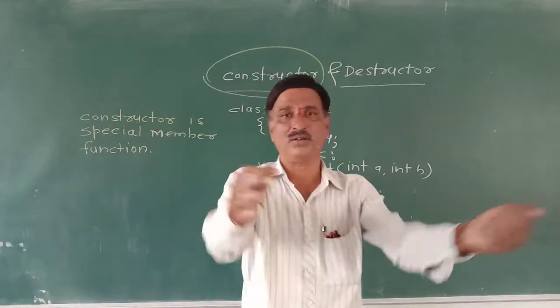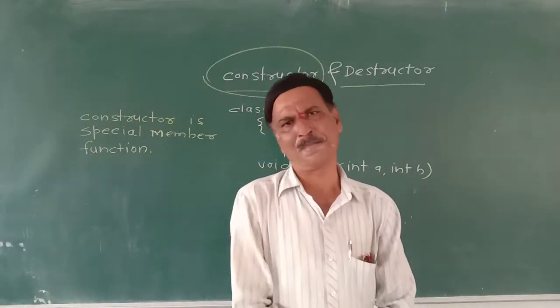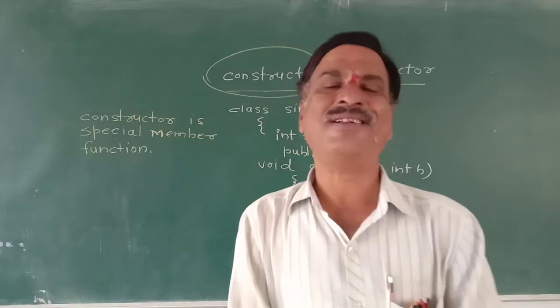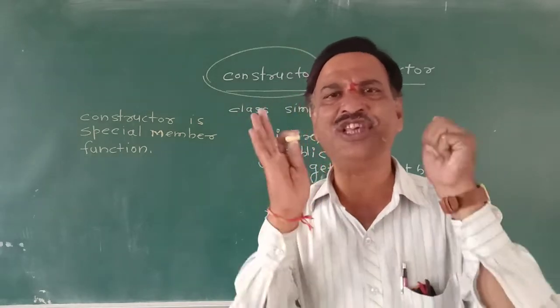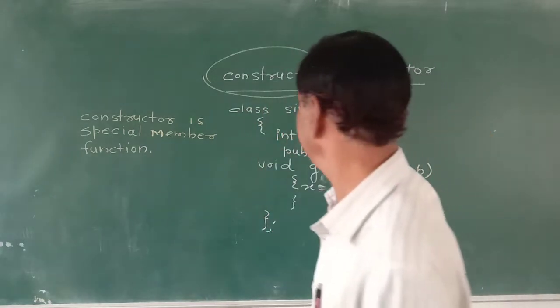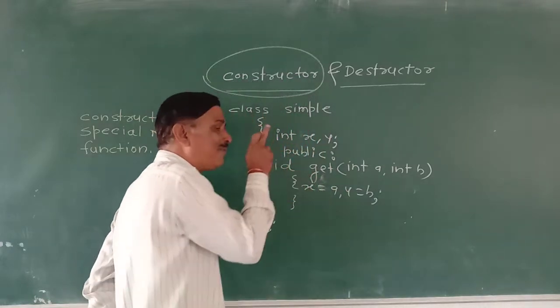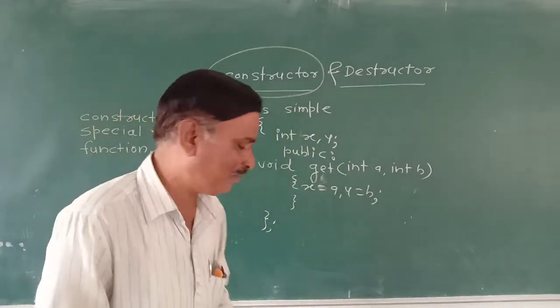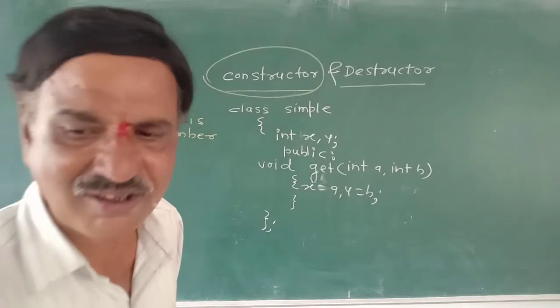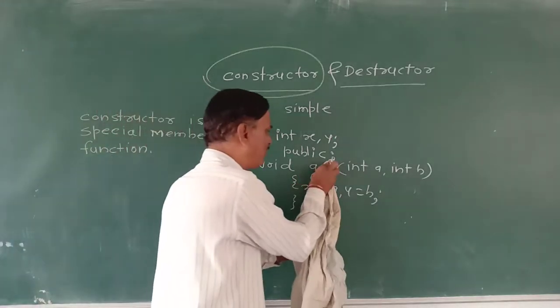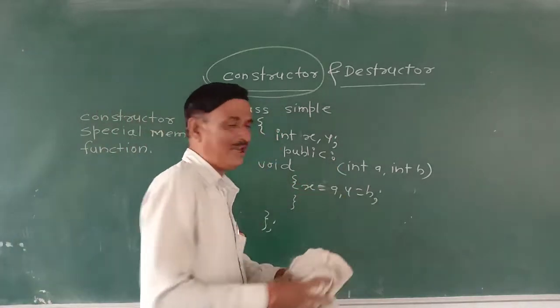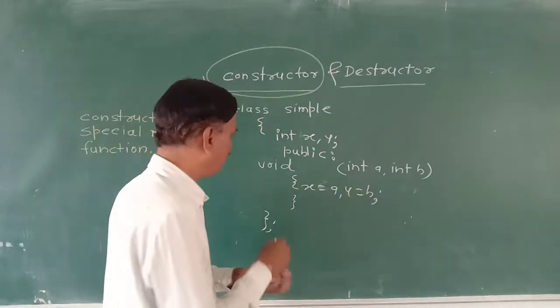Now you can ask the question, what is its speciality? Its speciality is that its name is same as the class name. So let us convert this get function into constructor simply by giving the name, simple.